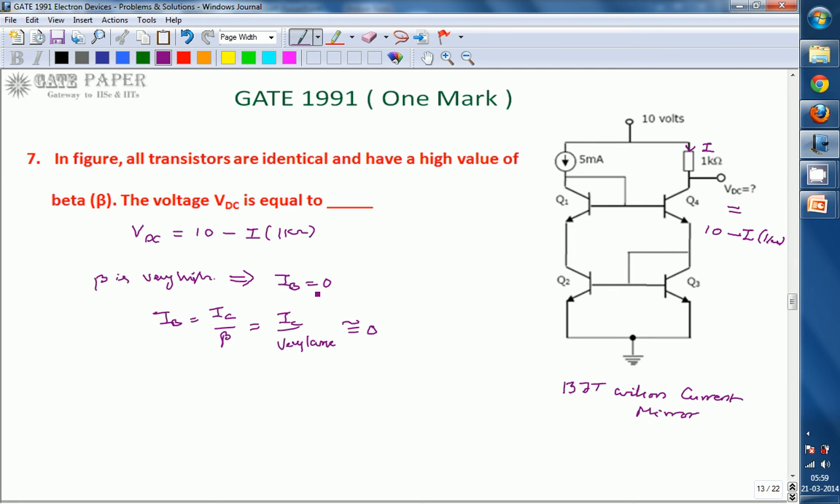Whenever we neglect the base currents, the output current is exactly equal to the input current. The output current is the mirrored version of the input current. So the same I value is also equal to 5 milliamperes. So now VDC is equal to 10 minus 5 times 1 kilo ohm. That is nothing but 10 minus 5 volts, which is 5 volts. So for the given diagram, the VDC value is equal to 5 volts.